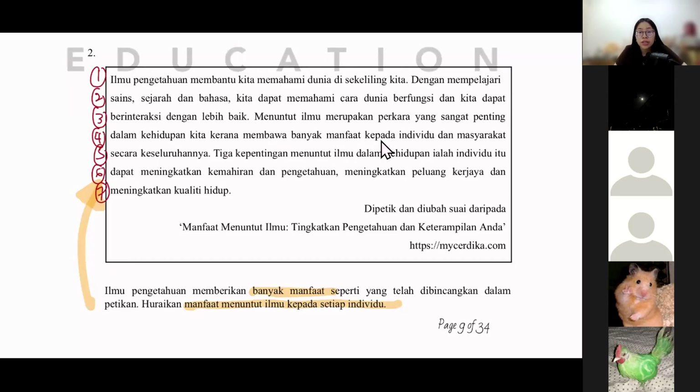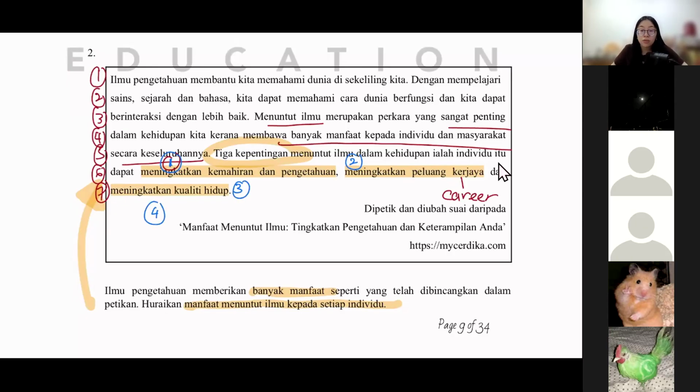Dalam kehidupan, okay, remember this is just a general. They say obtain the knowledge is very important because it brings a lot of benefits, but they didn't mention specific. You need to take from number 5 here, tiga kepentingan. You don't take the general answer, you take the specific answer, which is dapat meningkatkan kemahiran dan pengetahuan, meningkatkan peluang kerjaya, meningkatkan kualiti hidup. Okay, one is the skill and the knowledge. One is the working chances, career. And also meningkatkan kualiti hidup. So there's one, there's two, there's three here.